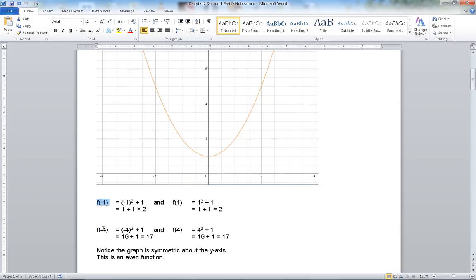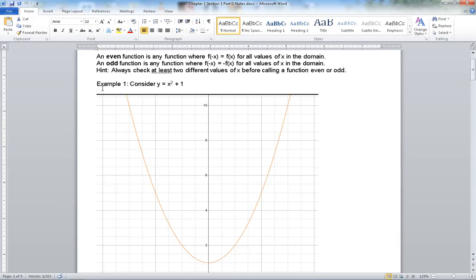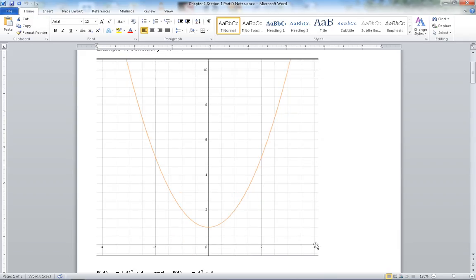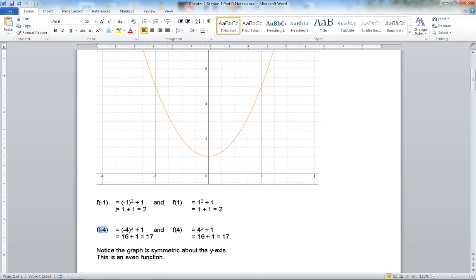What about negative 4 and positive 4? Well, if we plug negative 4 into our equation, negative 4 squared is 16, plus 1 is 17. What about 4? 4 squared is 16 plus 1 is 17. So again, at negative 4 we get 17, and at positive 4 we also get the same thing. So algebraically, what we're seeing is that whether I put a negative or a positive number in, as long as the magnitude or the number part is the same, I get the same result out.